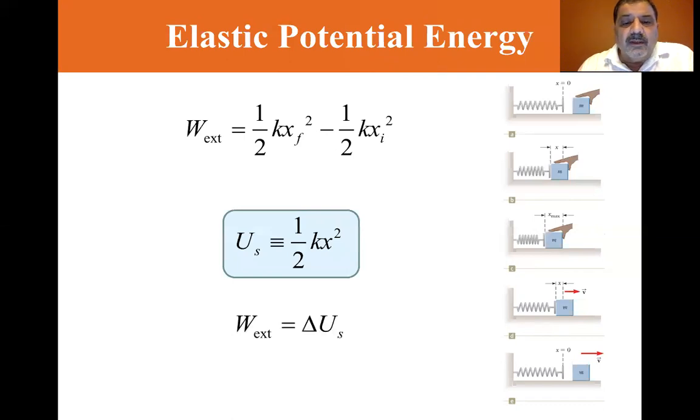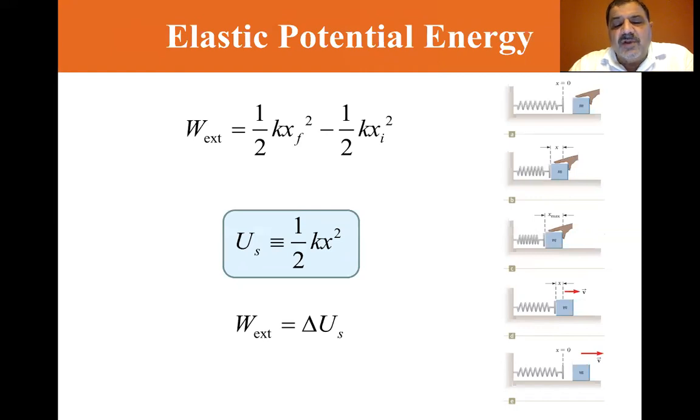Now the work is the change in potential energy. The external work on the system means the form of energy storage in the system changes. You think of elastic potential energy of a system as energy stored in deforming the spring, one that is either compressed or stretched from its equilibrium position. The elastic potential energy stored in the spring is equal to zero whenever the spring is undeformed, that is x equals zero. The energy stored in the spring when the spring is stretched or compressed is proportional to x squared.